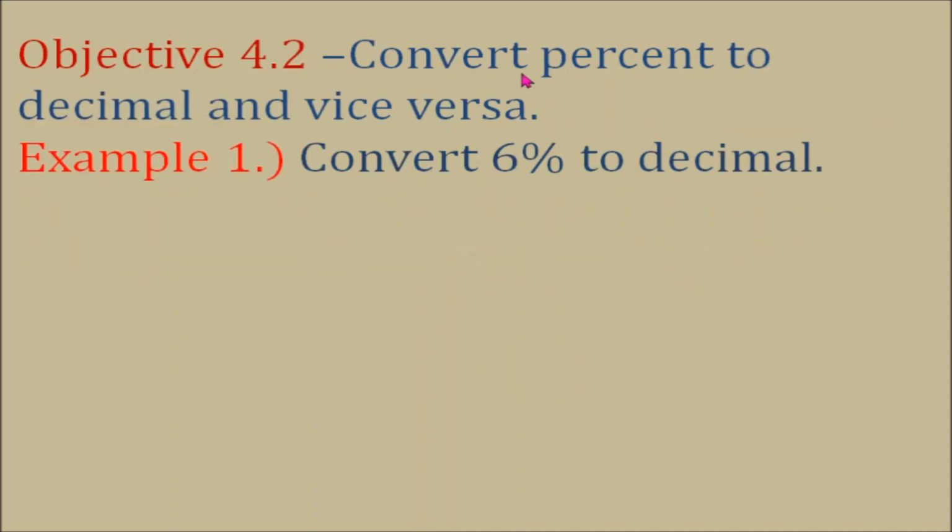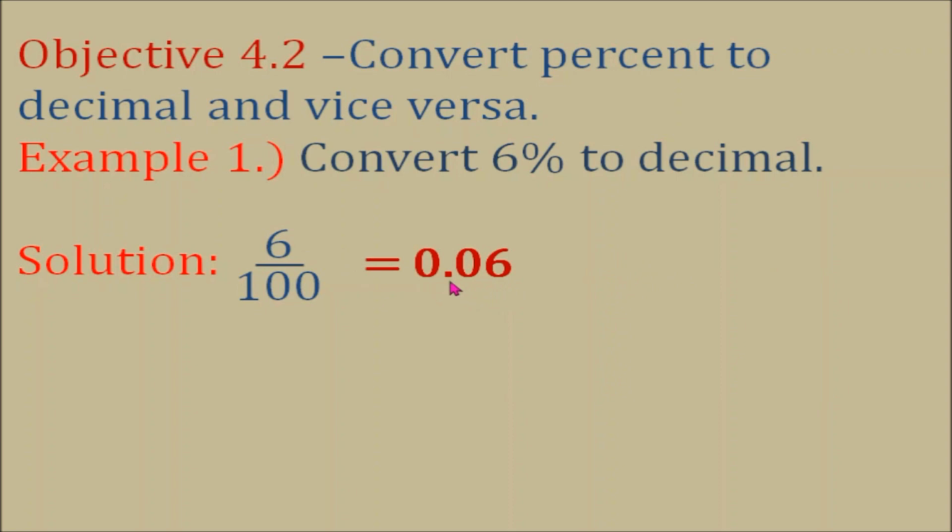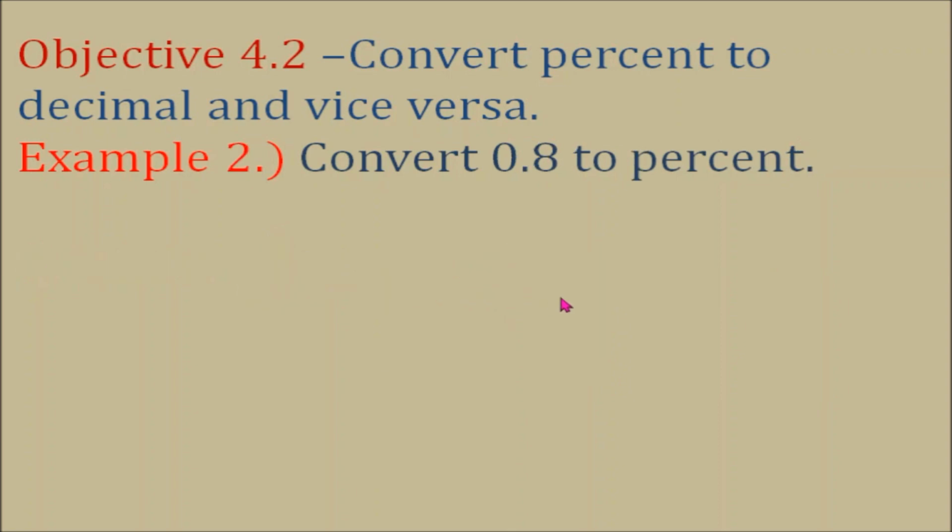Objective number 2, convert percent to decimal and vice versa. Example number 1, convert 6% to decimal. So by definition, 6% means 6 over 100 or 6 divided by 100. So to divide 6 by 100, we will just move the decimal point 2 places to the left. So it's 0.06.